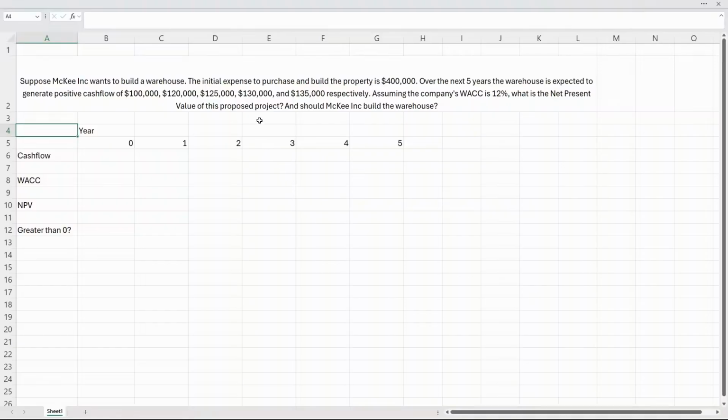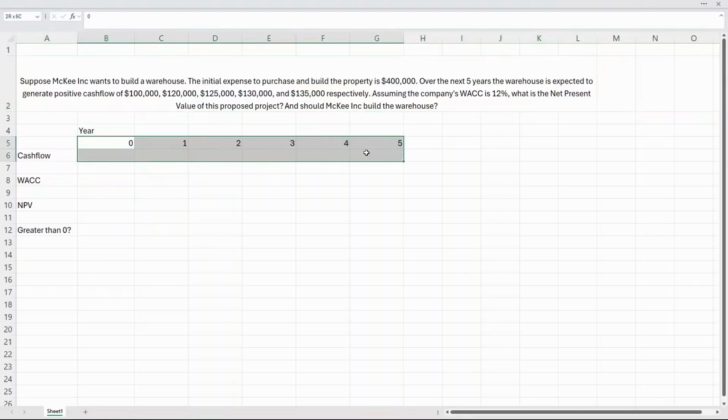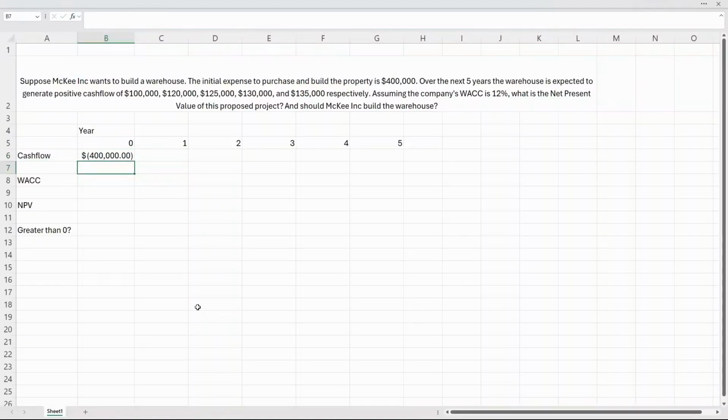So I prepared a standard question here asking us to find the NPV, the net present value, for this proposed project of my company building a warehouse. And for any capital budgeting question, regardless of what you're looking for, it's best to convert this verbal description into a cash flow schedule on a timeline, which I have already prepared for us. So year zero is usually going to always be a negative value. It's going to be some sort of initial expense. And for us, it's an initial expense of 400,000. So you put in negative 400,000 for year zero.